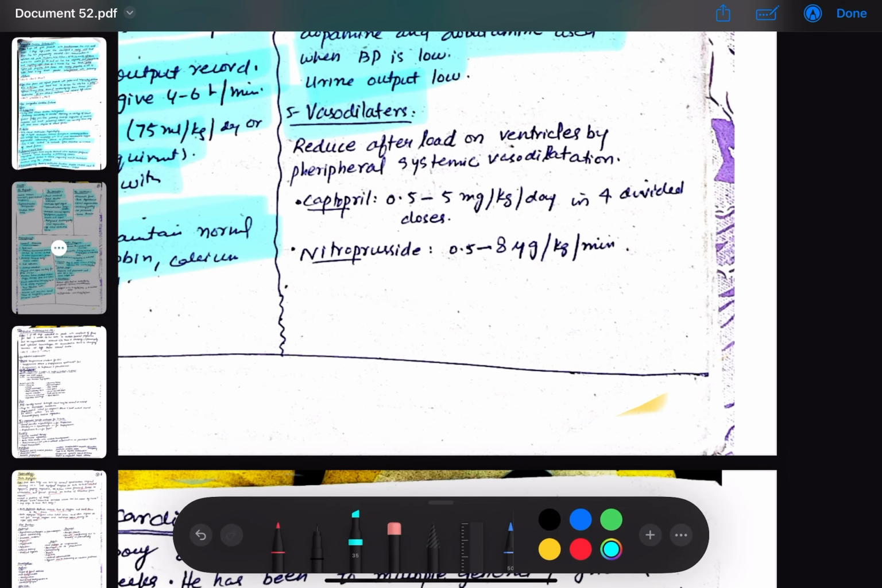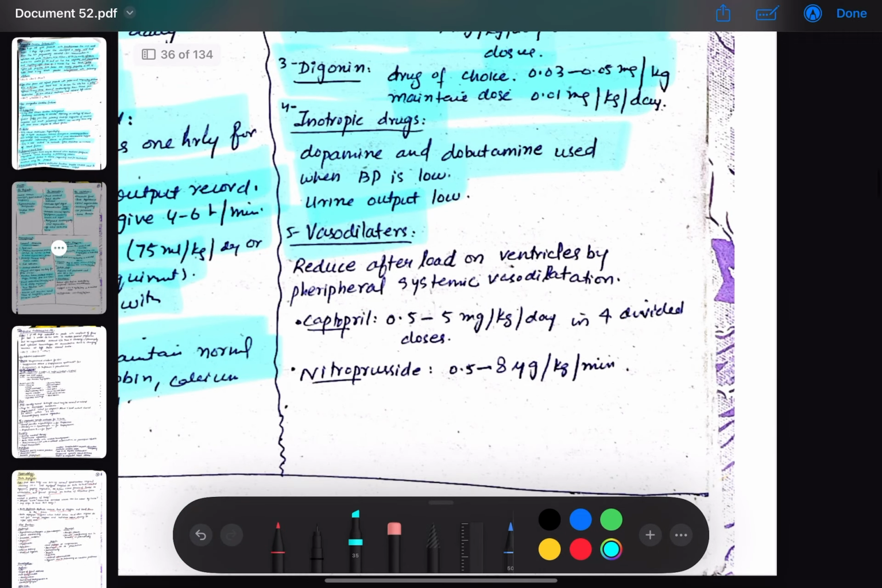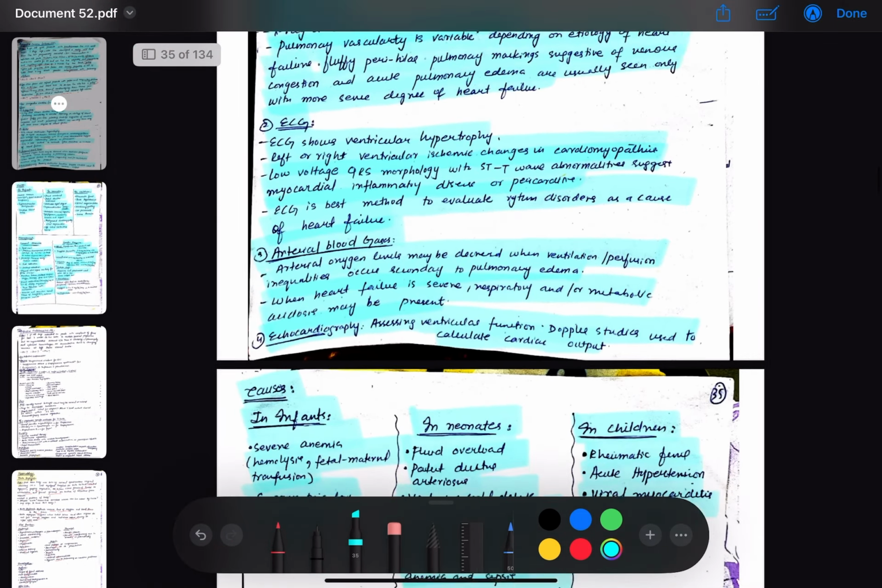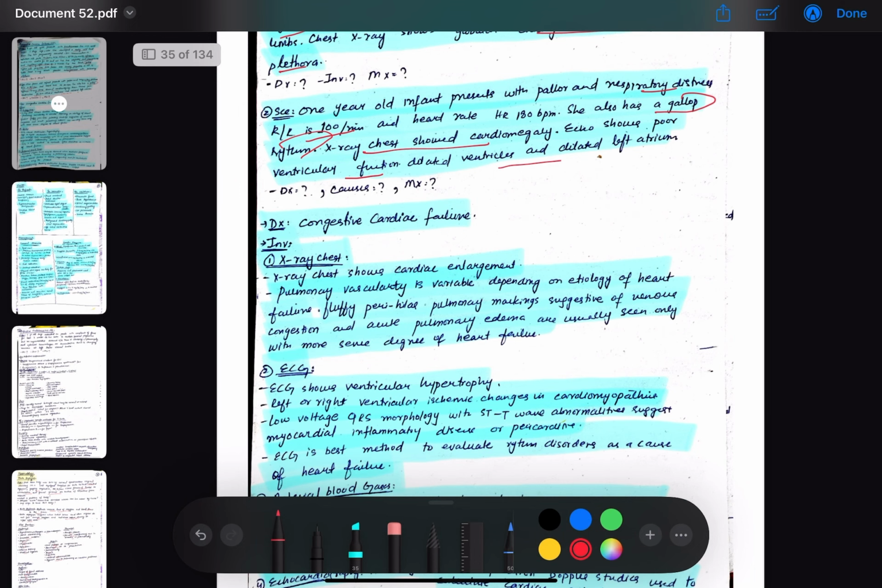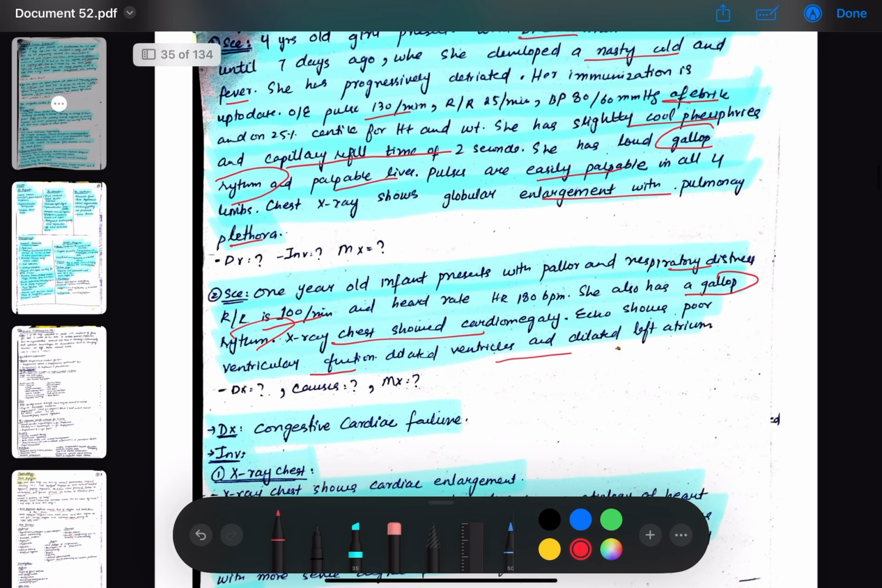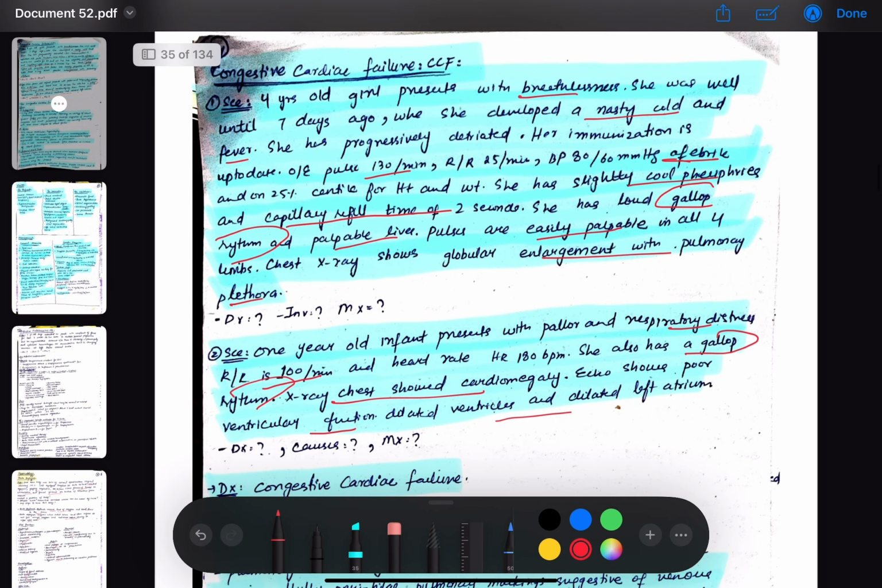Okay, so we have discussed the general and the specific measures. So this was all about congestive cardiac failure. The main clinical feature is gallop rhythm, and it is associated with breathlessness, nasal flaring, increased respiratory rate and pulse rate, increased capillary refill time, and a palpable liver.